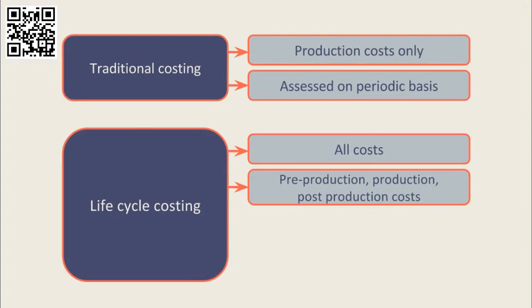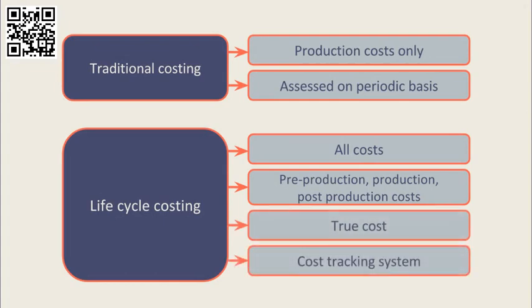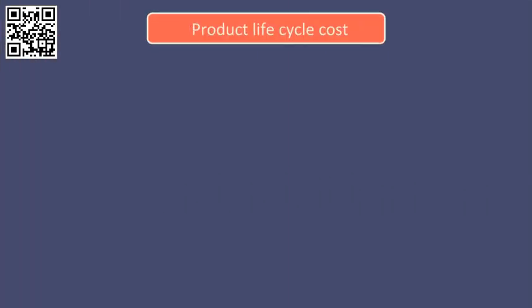So, by considering all of these costs, lifecycle costing captures a true picture of product cost and can be seen as a cost tracking system over the life of that product, with the aim of minimizing the cost and thus maximizing the return. The life cost of a product can be linked to the various stages of that product's life cycle. Generally, there are 5 main stages of a product's life cycle.